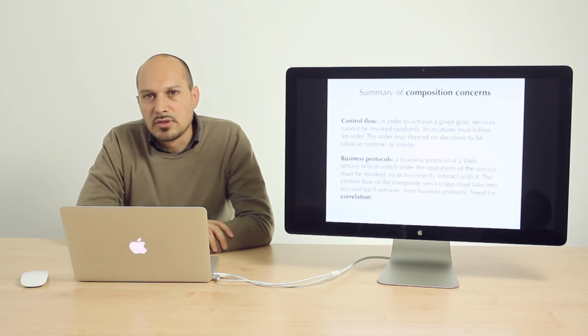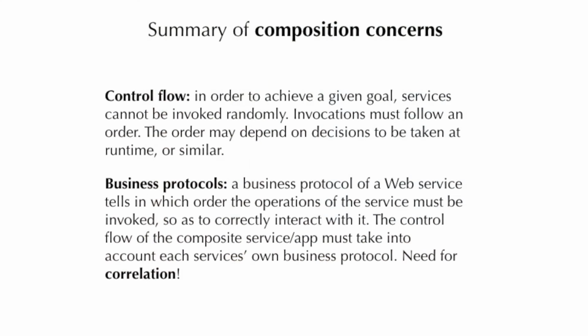Now, finally, we have seen that there may be business protocols. The web services may come with their business protocol that we simply have to respect. If we, as a client of the services, don't respect these business protocols, we are just not able to interact with the service correctly. To define it clearly, a business protocol of a web service tells in which order the operations of the service must be invoked so as to correctly interact with it. And as said, the control flow of our composite application must comply with this.